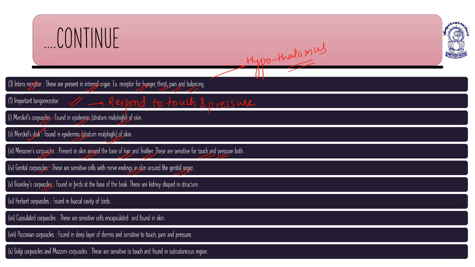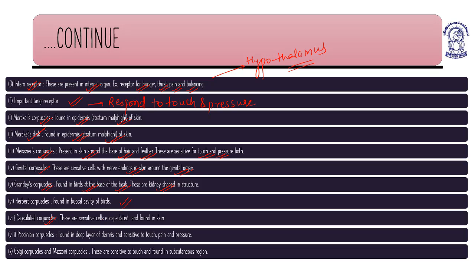Grandry's corpuscles are found in birds at the base of the beak, and they are kidney shaped in structure. Herbst corpuscles are found in the buccal cavity of birds.